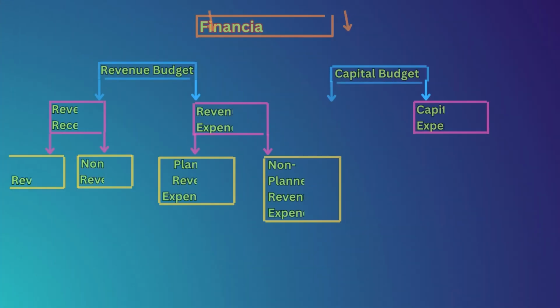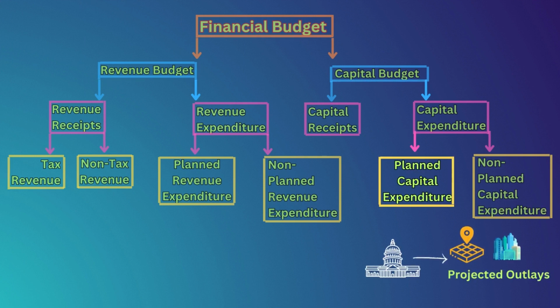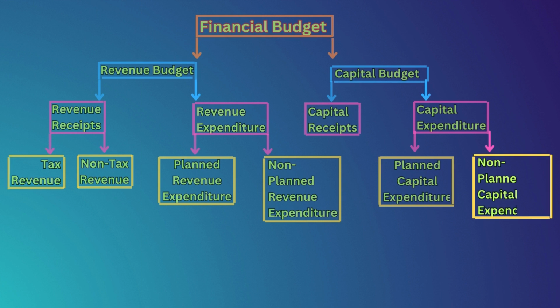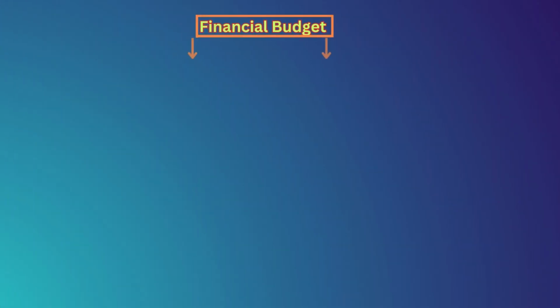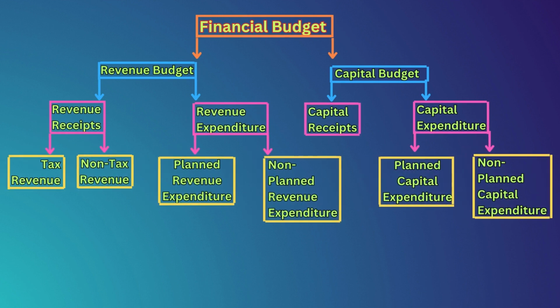Planned capital expenditure is budgeted or projected outlays for major expenditures on permanent or fixed assets as outlined in the corporate financial plan. Non-planned capital expenditure includes loans for public goods, loans to other states, and loans to other countries. Hope you got a basic idea on how the budget is structured into different components.